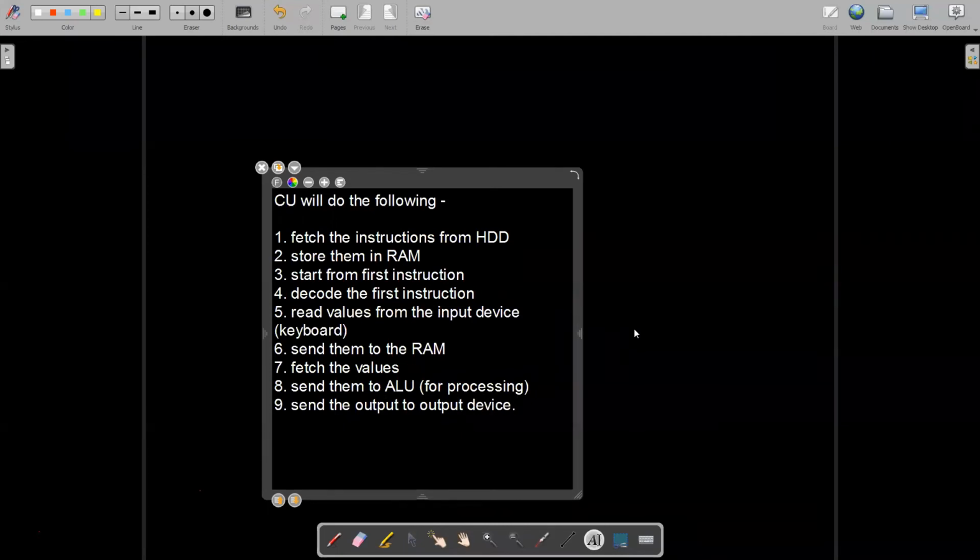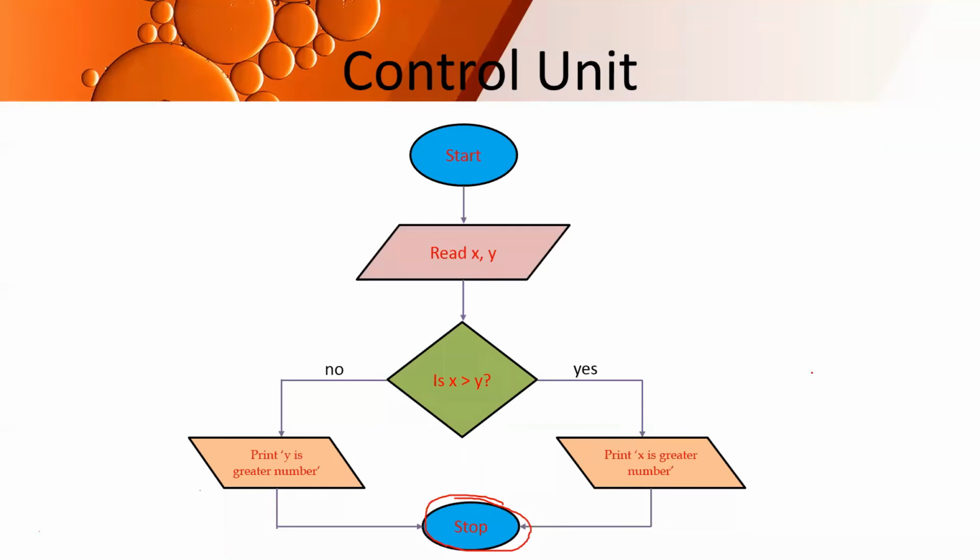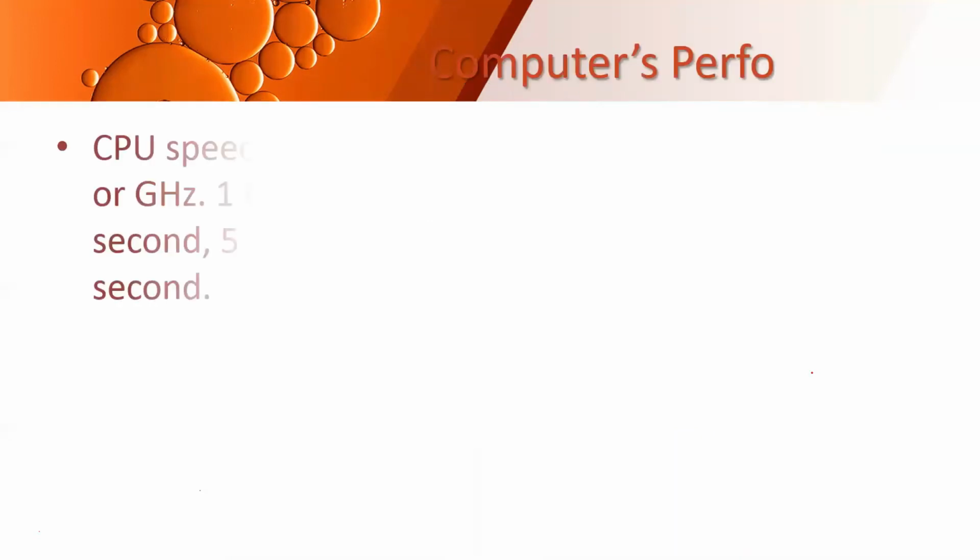So this follows a fetch, decode, execute cycle. Fetch the instruction, decode the instruction, execute the instruction. Then again fetch the instruction, decode the instruction, execute the instruction. And this continues till the program completes its execution successfully. Got it? It's creating a heart shape over here. Okay, fine.